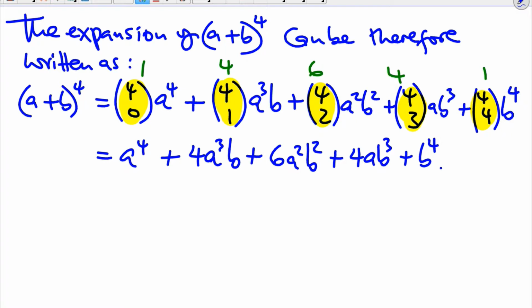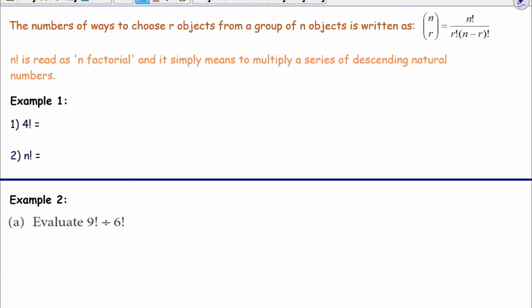And we have seen from our investigation that 4 choose 0 is 1, 4 choose 1 is 4, 4 choose 2 is 6, because the number of ways of choosing 0 b's is 1, 1 b is 4, 2 b's is 6 from the four brackets. And if you simplify this, it should give you that as your solution. So the next section that I want us to look at is how to work out these combinations. How do we work out something like 4 choose 3, 4 choose 2?